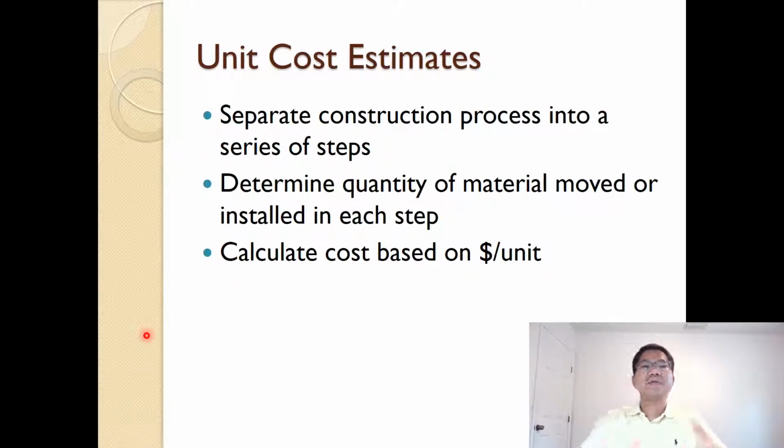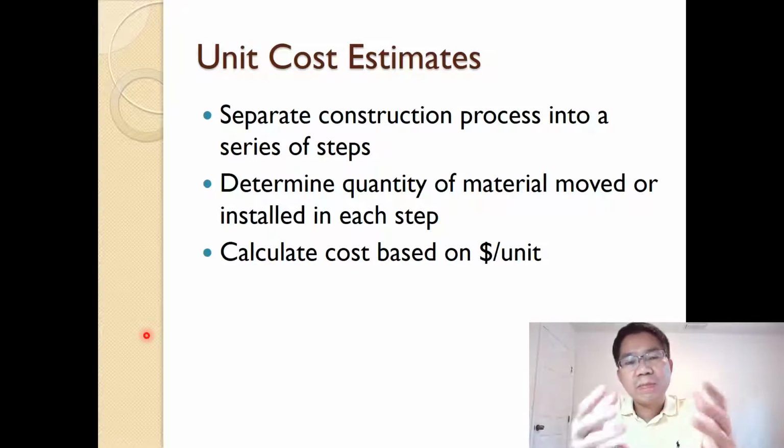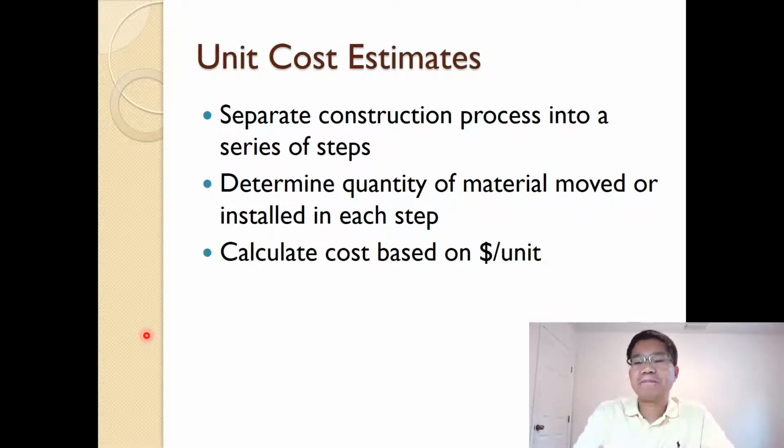Going back, for the unit cost estimate, we separate construction processes into a series of steps, breaking it down further. If we estimate each smaller item and add them up, we can determine the total cost of the project. We determine the quantity of material moved or installed for each step, so first is the quantity, how much I need. Then we determine the unit cost, the other component we have. Multiplying the quantity by the unit cost gives the cost for that item or step. Adding up the series of steps, we can determine the total cost for the project.